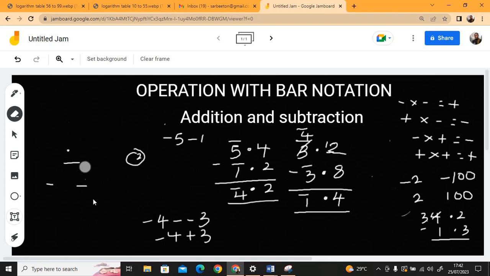Now you can use your New General Mathematics or the Essential Mathematics. That's where I get my source from. You can search it, no problem. There are lots of questions there. Now let's look at another one.